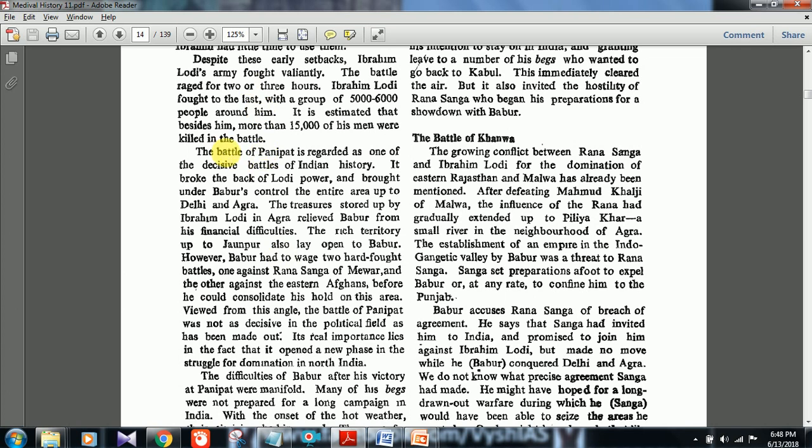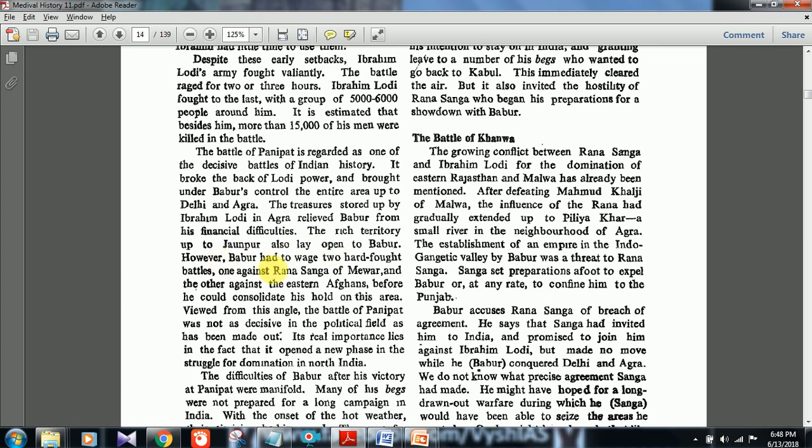The Battle of Panipat is regarded as one of the decisive battles of Indian history. It broke the back of Lodi power and brought under Babur's control the entire area up to Delhi and Agra. So the Battle of Panipat is very important, because the dynasty itself is changing from Lodi to Mughals. The treasures stored up by Ibrahim Lodi in Agra relieved Babur from his financial difficulties. The rich territory up to Jaunpur, again important, later Sher Shah Suri will come, also lay open to Babur.